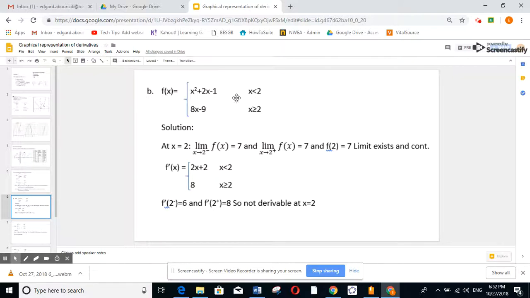If you do the limit as x tends to 2 minus, it will be 4 plus 4, 8 minus 1, 7. At 2 plus, 8 plus 8, 16 minus 9, it's also 7. And f of 2 is equal here. So the limit exists and it's continuous.